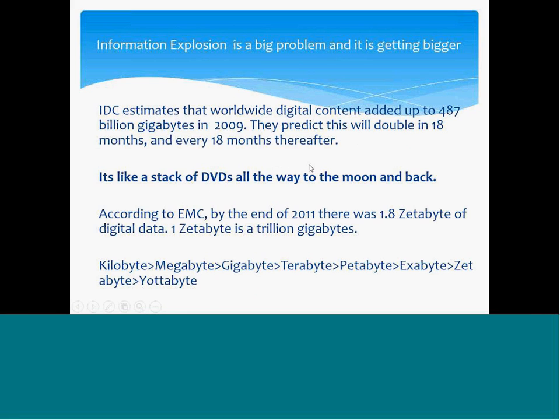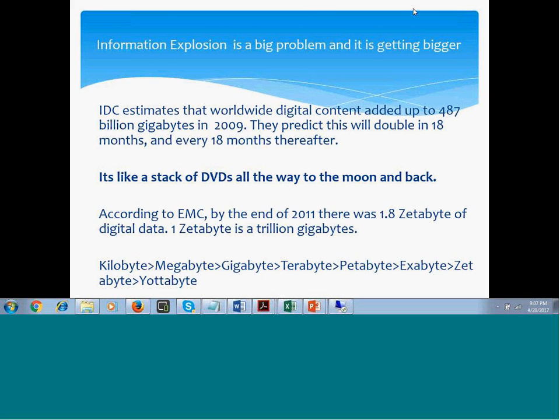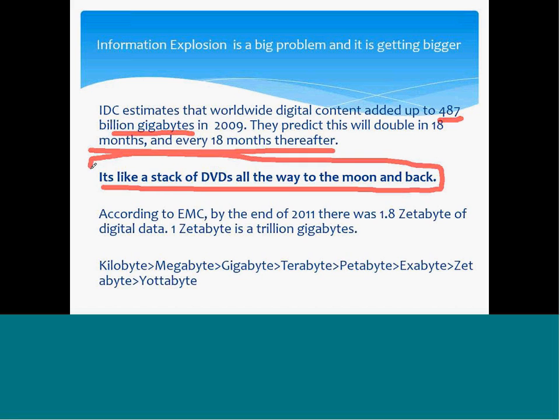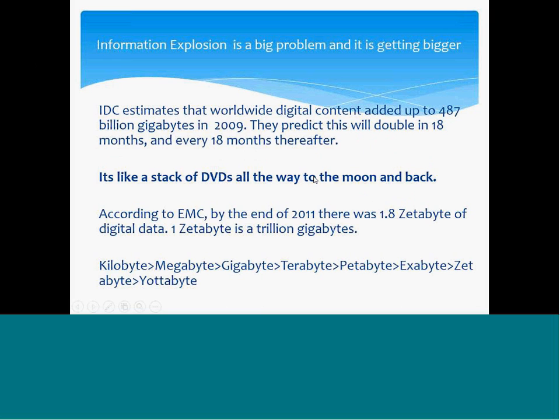IDC, which is an institute, estimated in 2009 that we have 487 billion gigabytes. They predict this will double in 18 months and every 18 months thereafter. In layman's terms, they said it's like a stack of DVDs all the way to the moon and back. In 2009 they were using this term, but now they are using Mars. So information explosion is the big problem and it's getting bigger.